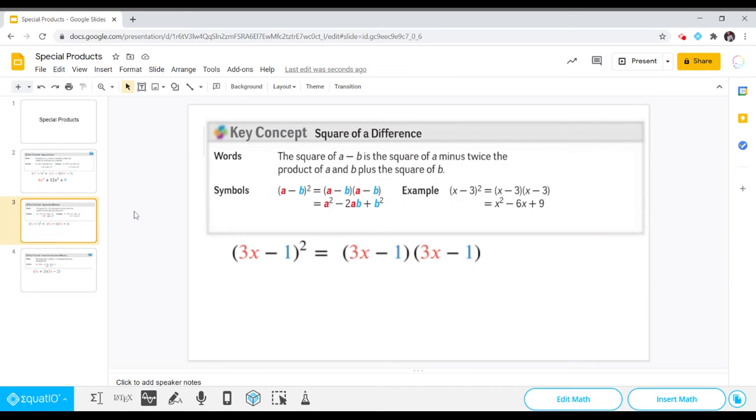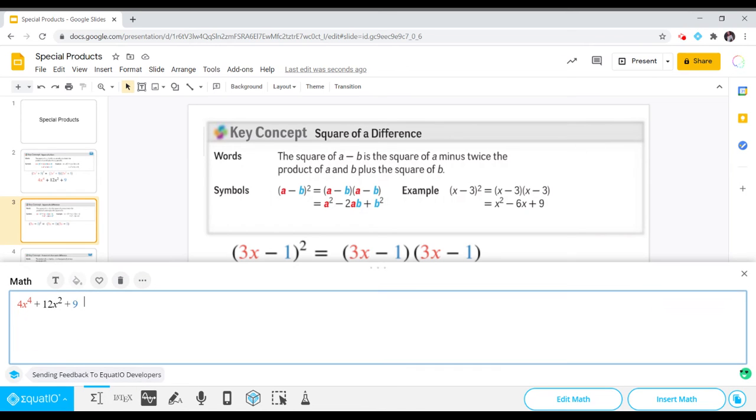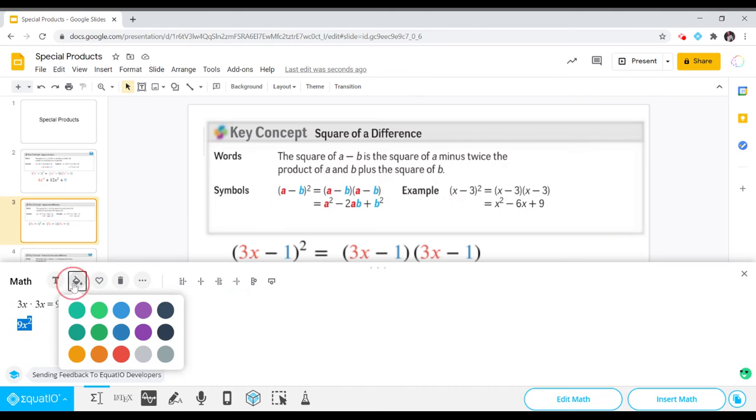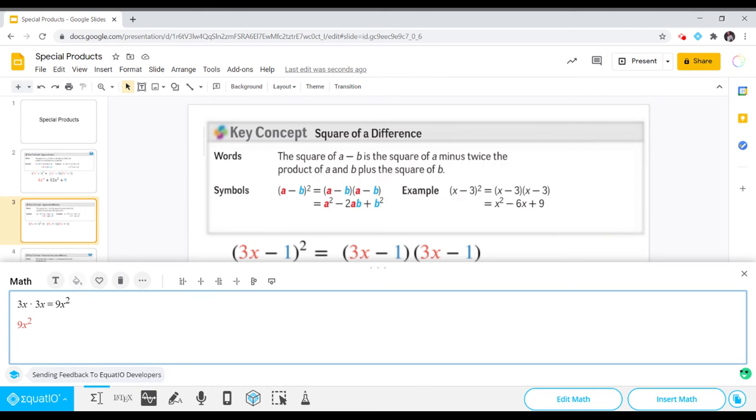The second example is the square of a difference, and basically very similar to squaring a sum, but instead, if we have a subtraction sign in the middle, we do it just a smidge differently. We've got a squared minus 2ab plus b squared. So very similar. I'm going to start off by doing my a squared, which 3x times 3x gives us 9x squared using those exponent rules. And I'm going to put that in red because I got that from squaring my a term.